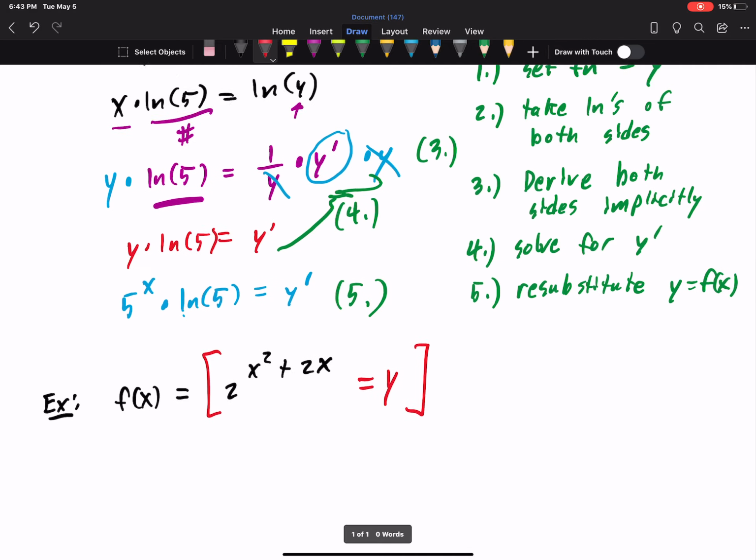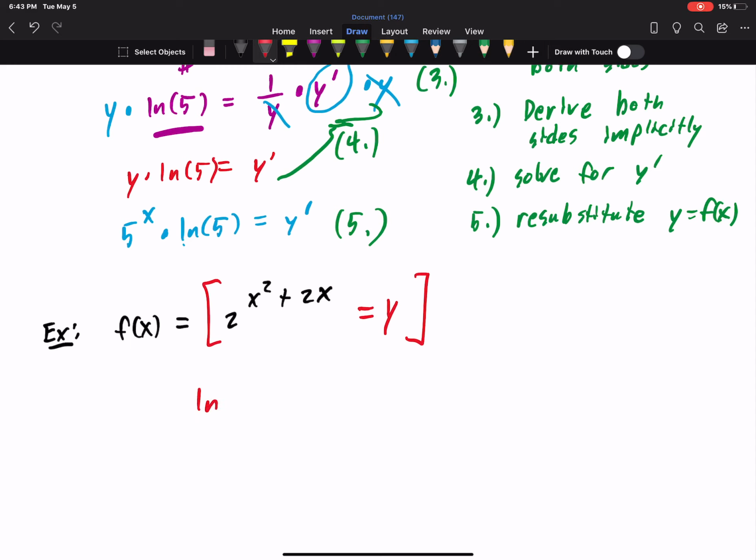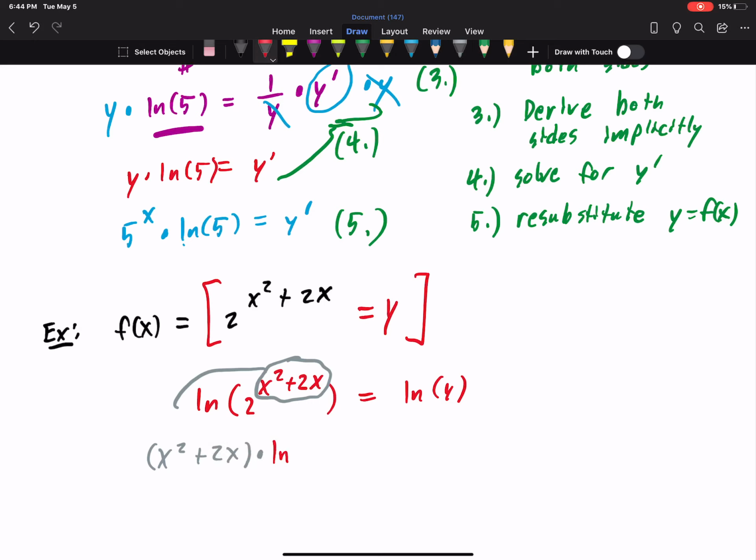Now we take logs of both sides. So we take log of the left-hand side, giving us log of 2 to the x squared plus 2x. This is equal to log of y. All right? Now we're going to use our log rules to simplify this. So notice that we have this exponent. We can bring that down in front because of properties of logarithms. So what this gives us is, in parentheses, x squared plus 2x times the natural log of 2, because we removed the exponent. The exponent got brought out in front, right?